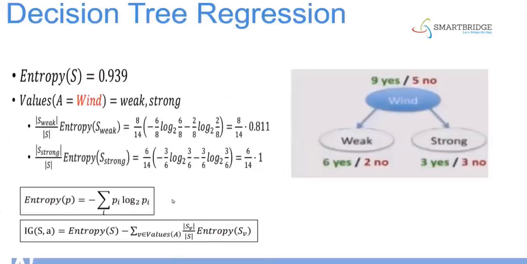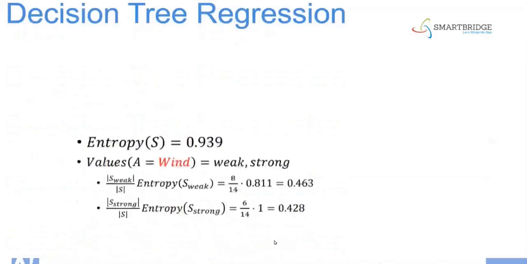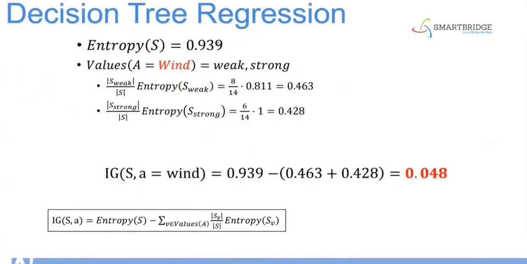Now you just calculate the IG: total entropy minus the sum of these two values. We know the entropy value is 0.939. Entropy of weak is 0.463. Entropy of strong is 0.428. Now subtract everything and you get the value 0.048. This is how you calculate the information gain of the wind.